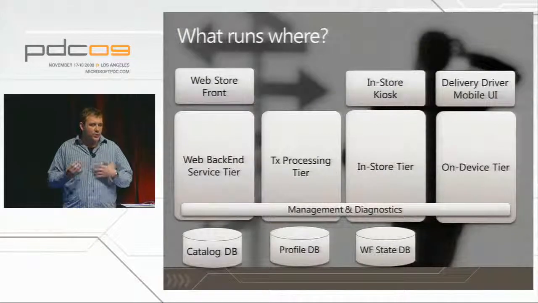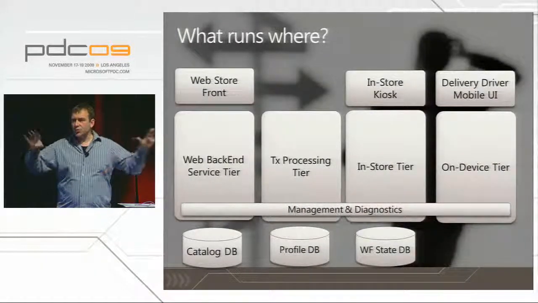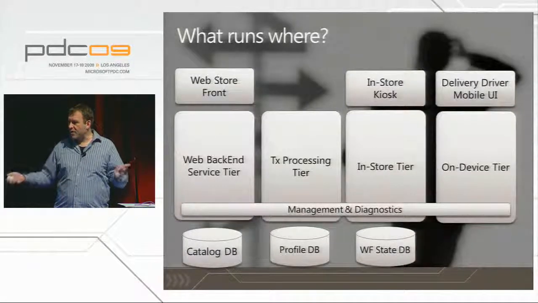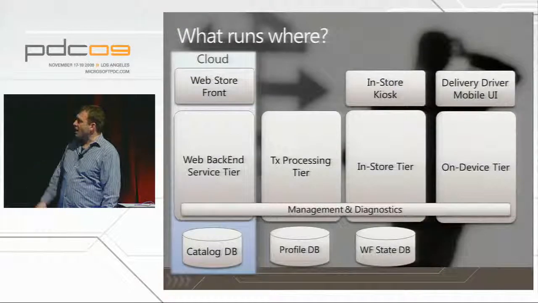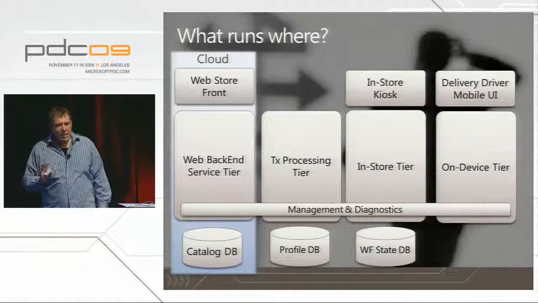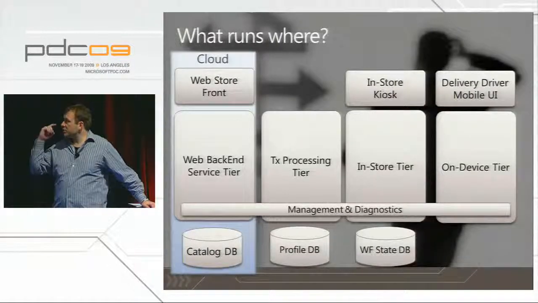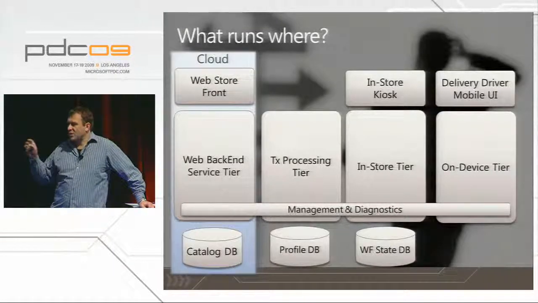How would we go about taking that application and actually deploying it to different places? We've developed it now, so let's summarize where that would all happen. In the cloud, or more generally in any hosted environment, that's where the web storefront, the web service tier, and the catalog database would be. That's how I would place it.